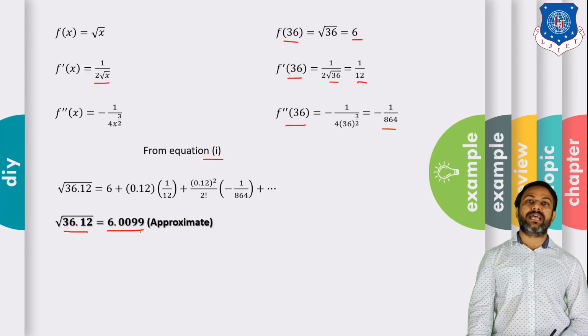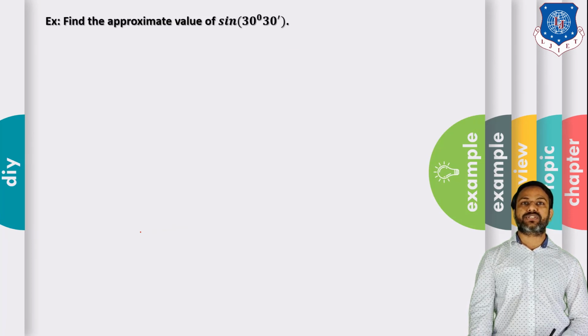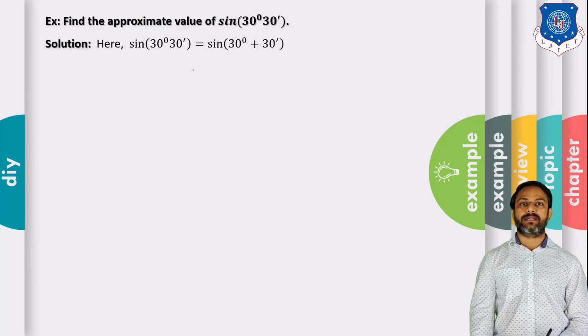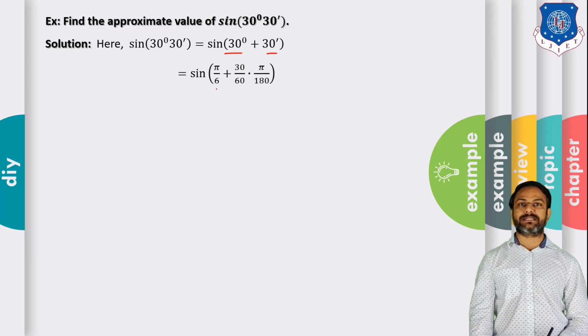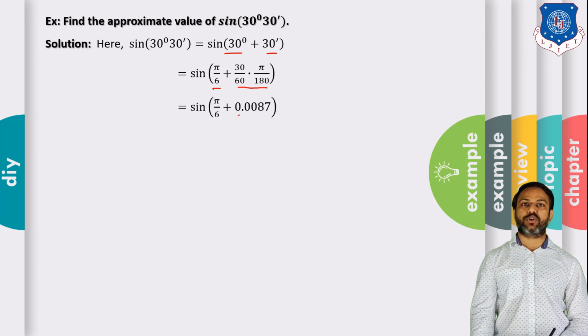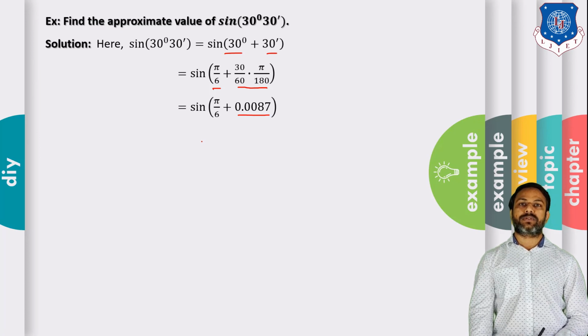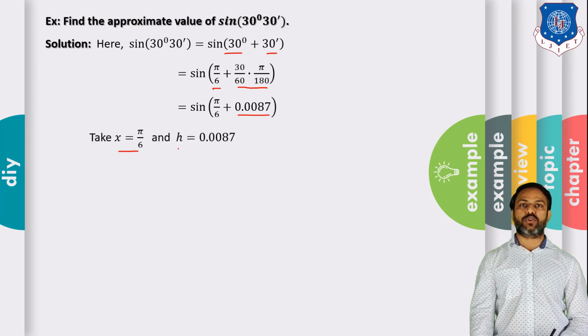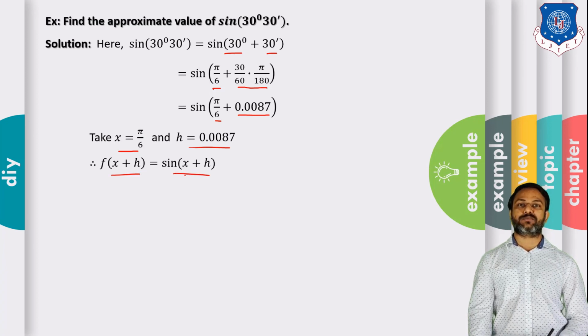In the same way, we have one more example which you can also calculate the same way. Have a look at this example. We'll see it quickly. Sine of 30 degrees 30 minutes. So x is equal to 30 degrees, that means pi by 6. 30 minutes means 30 by 60 into pi by 180. So we have pi by 6 plus 0.0087. So take x as the known value and h as the unknown value. So we have the function f of x plus h is equal to sine of x plus h.